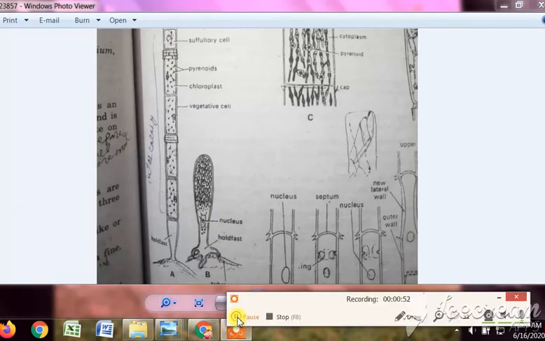So either fragmentation or akinete formation, both take place during unfavorable conditions, but fragmentation may take place due to breakage, due to man's activity, due to ships or any other zooplanktons which come in its way. So both chances.